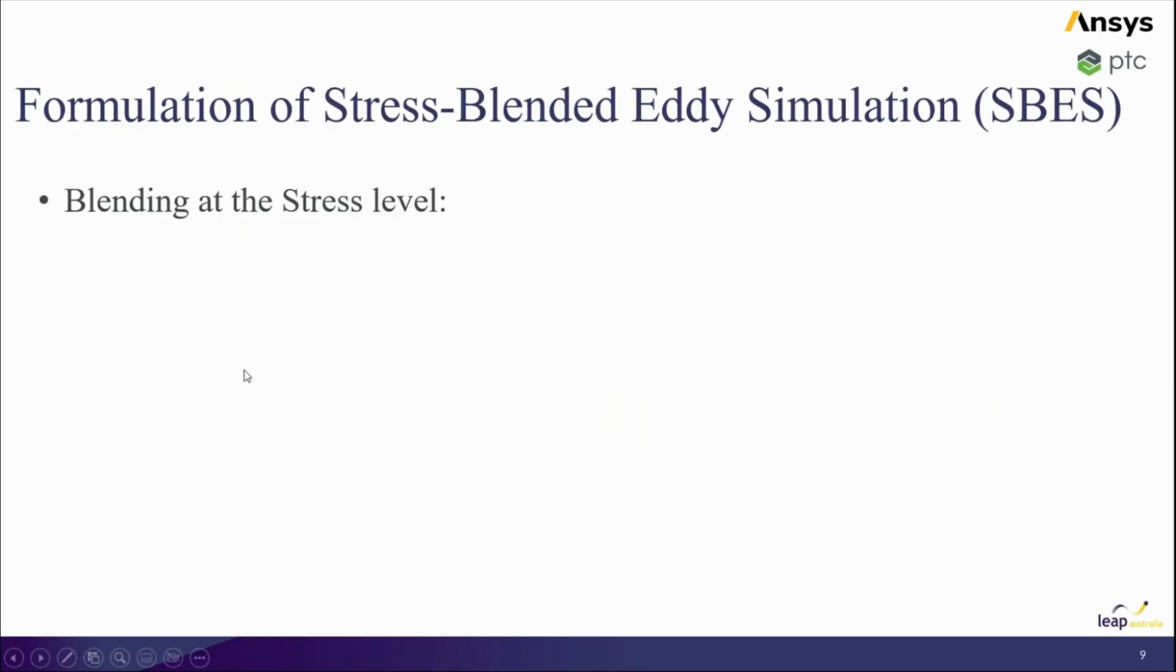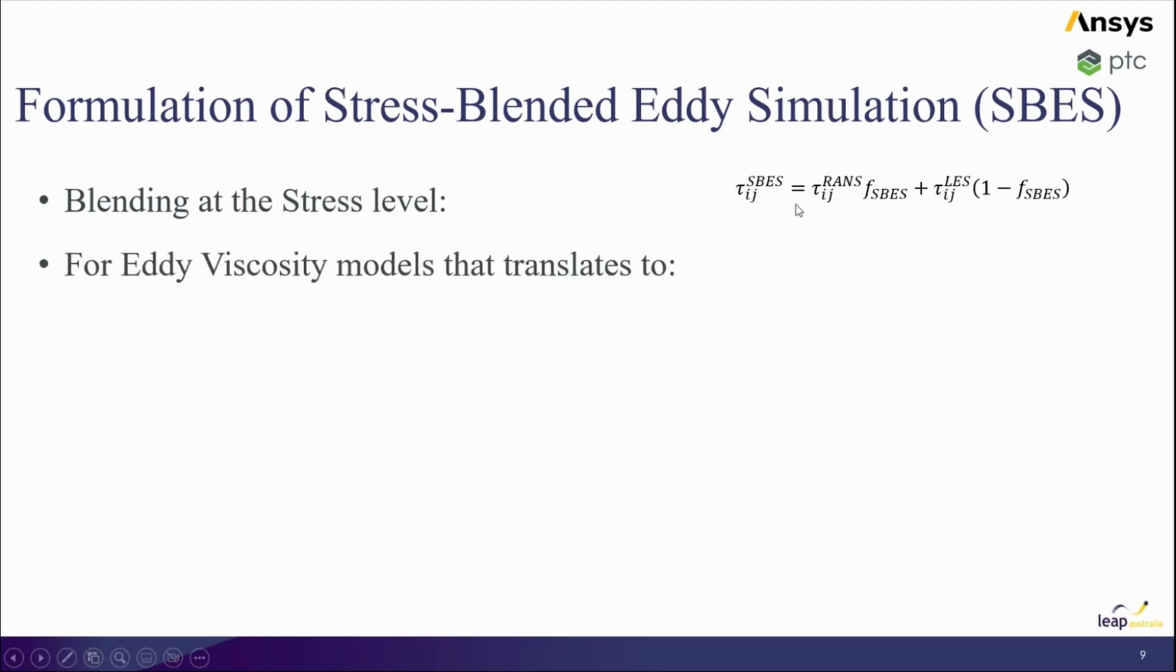So let's see what the formulation is. What the formulation says is, let's blend these models at the stress level. So we've got a closure stress for RANS, we've got a subgrid scale stress for LES, and we can blend them together. And obviously at the two limits of 0 and 1, we recover a pure model. But if we then think about this as an eddy viscosity type model, then we can get rid of the stress and replace that by a viscosity. And so this is our turbulent viscosity, this is our subgrid scale.